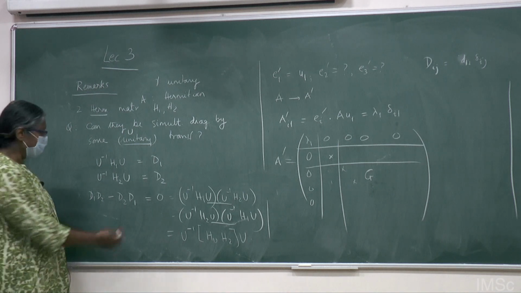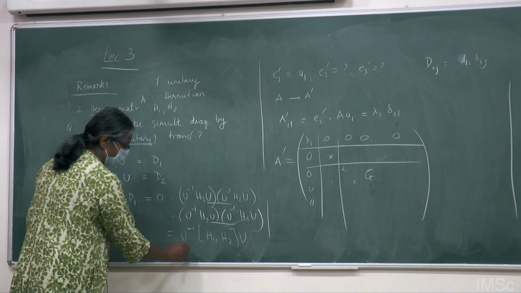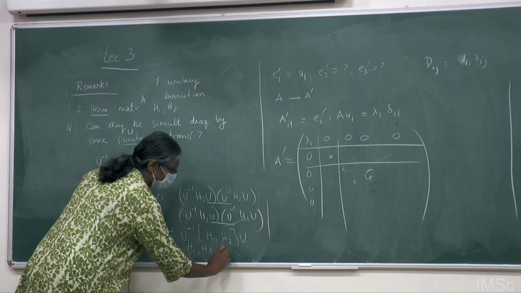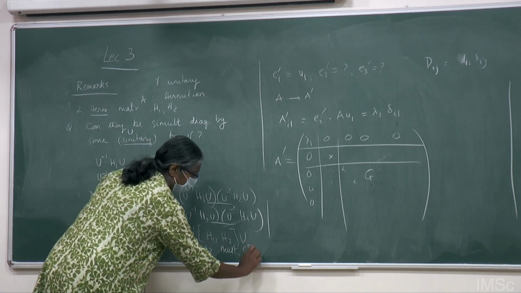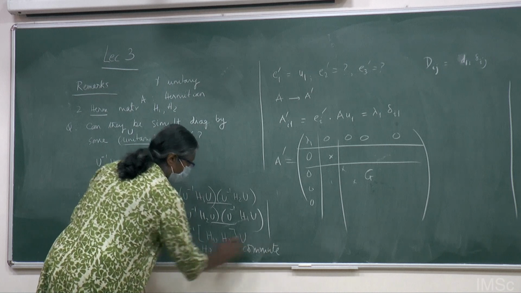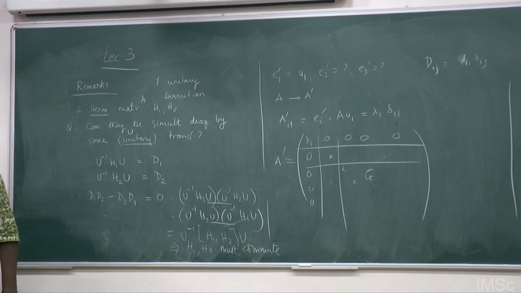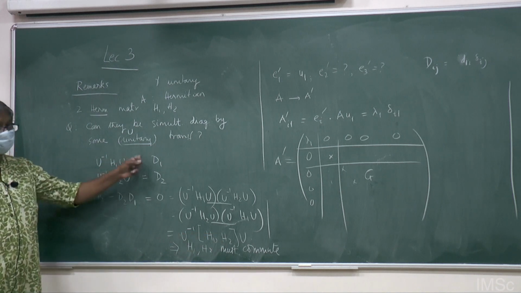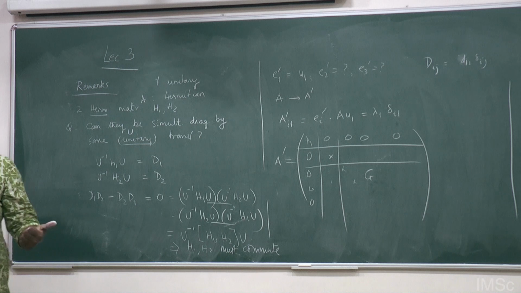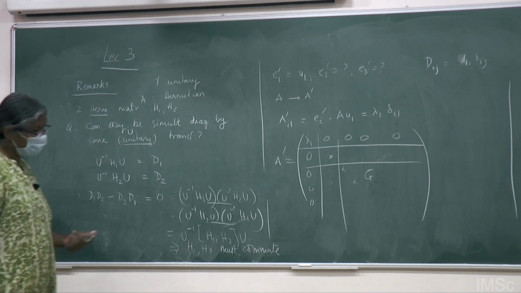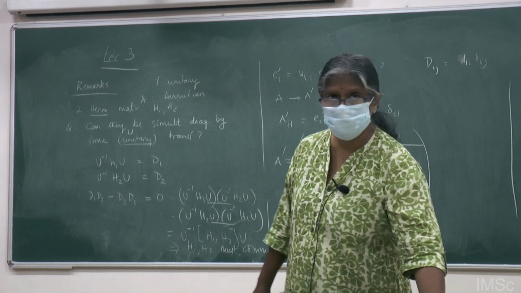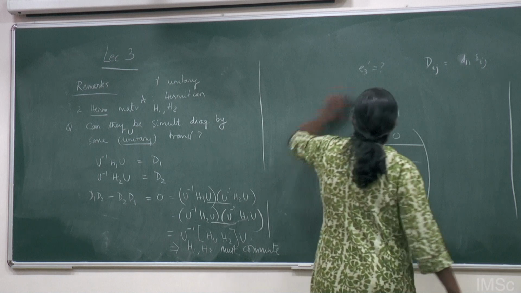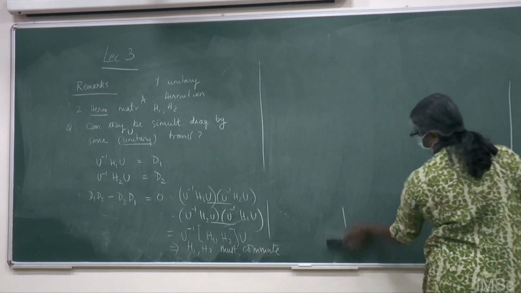So that means this is 0, which means that H1 and H2 must commute. Because U is unitary, U inverse and U cannot be 0, and therefore H1 and H2 must commute. So if you have to be able to simultaneously diagonalize two Hermitian matrices H1 and H2, then they have to first commute with each other. This is the condition for simultaneously diagonalizing Hermitian matrices.